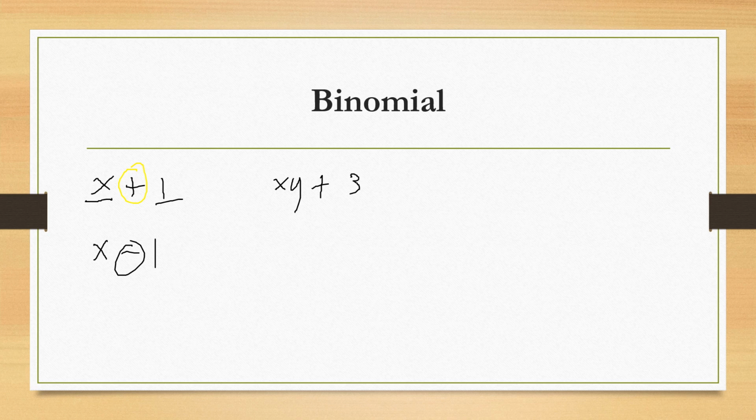Okay, so separated by plus. So meron tayong dalawang term dyan, x, y, and 3. So dalawa yan, kaya siya tinawag na binomial. And we can also have x squared y minus x. So dalawa pa rin yan kasi meron tayo ditong subtraction symbol. Ayan. So dalawa yung term natin, yung x squared y at saka x.